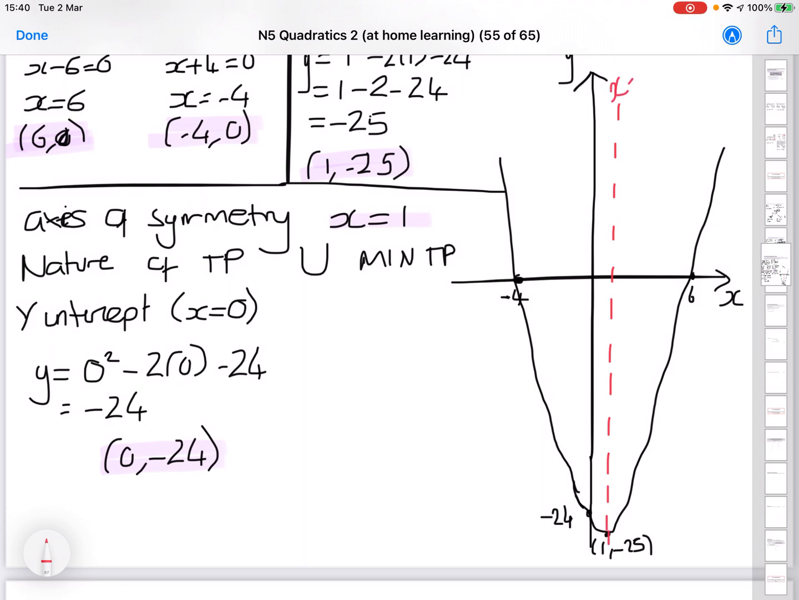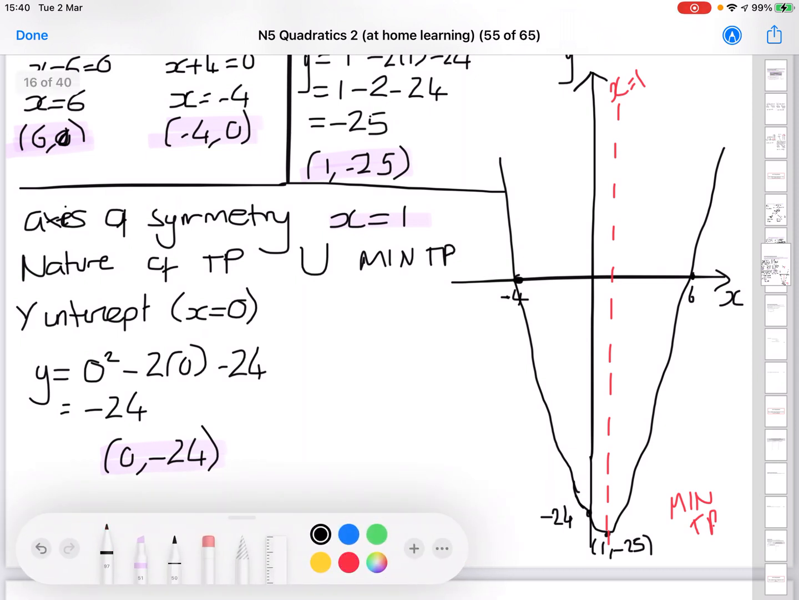I'm going to write up here x equals 1. I'm just going to write at the side here, minimum turning point. Okay, and that is everything that you would need to do for this type of question.